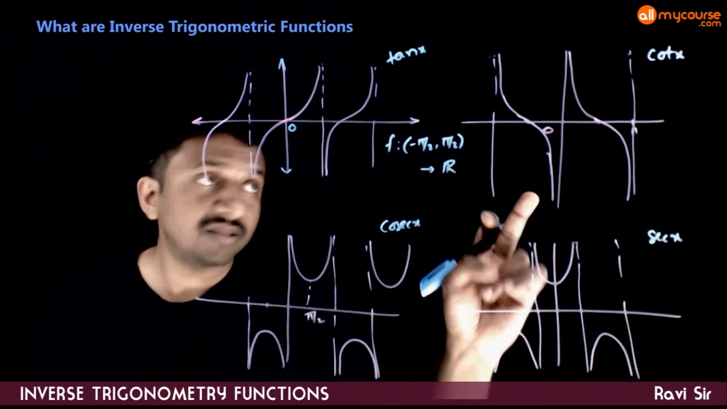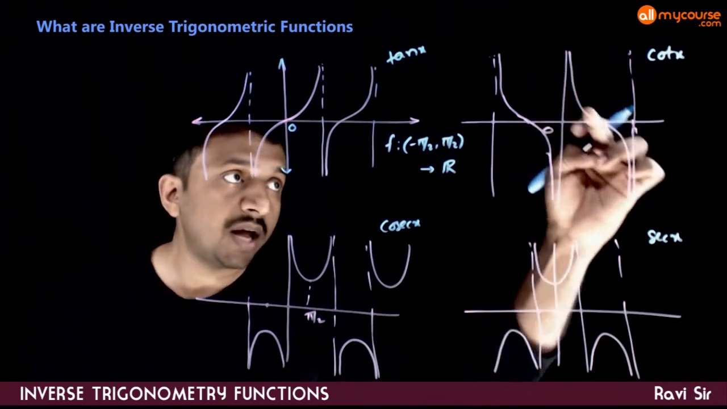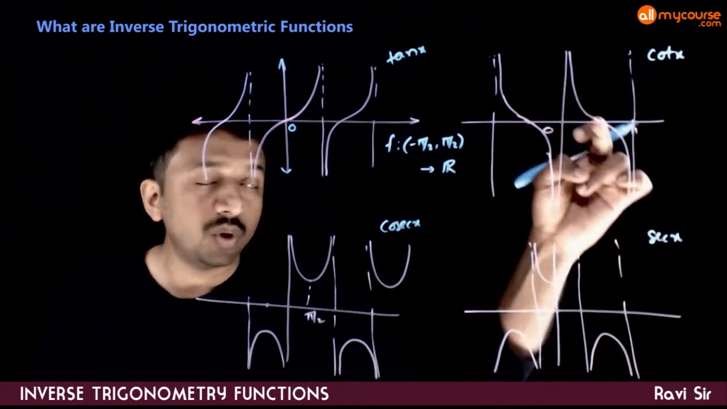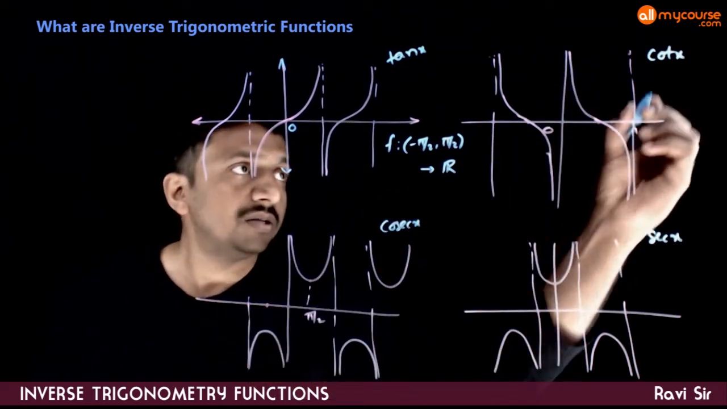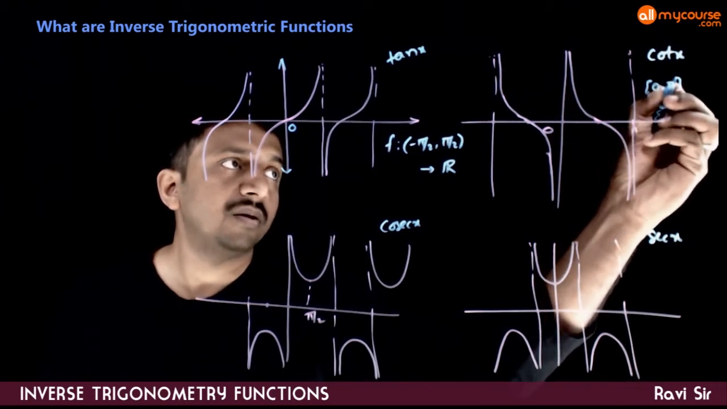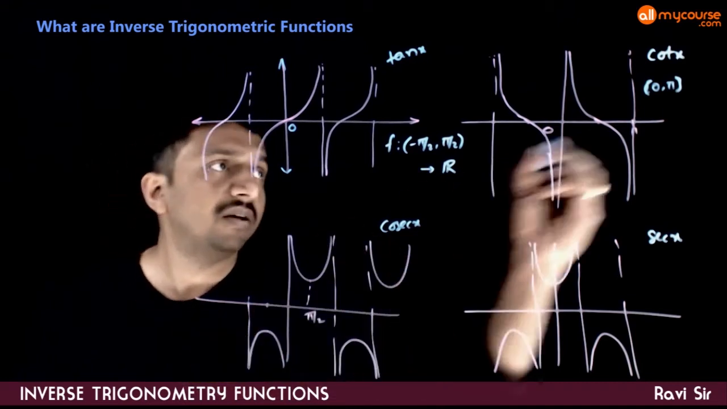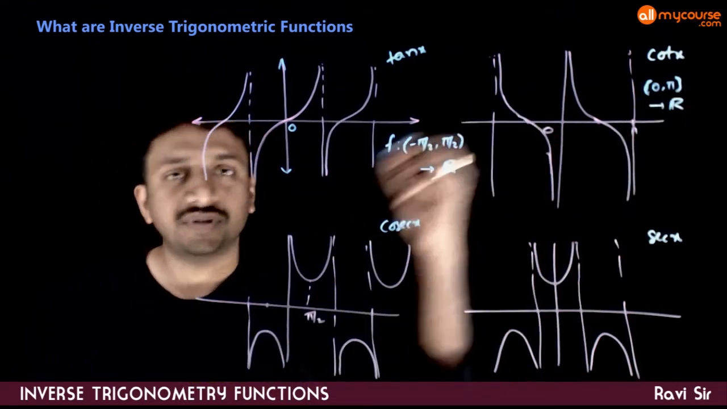Similarly, for cot x, the restriction is between 0 to pi. If you take one arm of cot x, it is both 1-1 and onto. So the restriction for cot x is the open interval 0 to pi, because cot is not defined at 0 and pi, and the codomain is all real numbers.